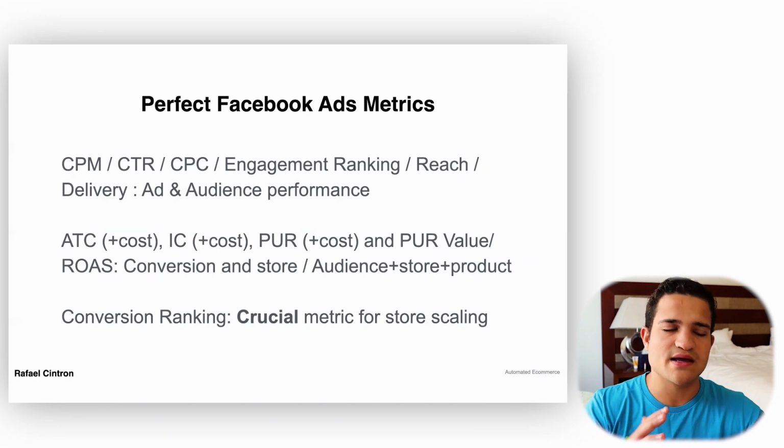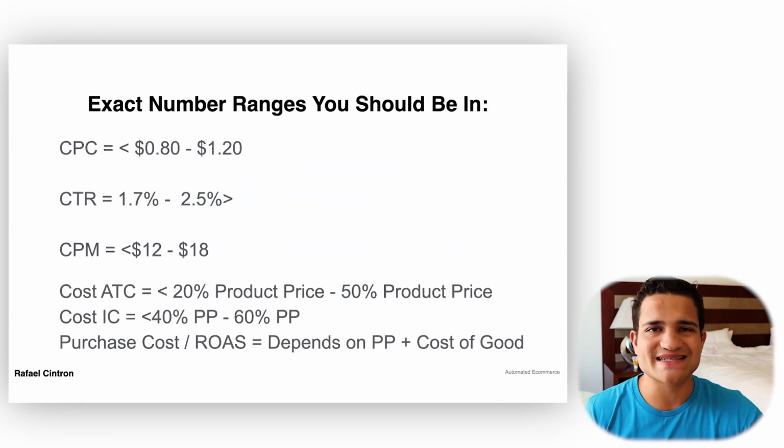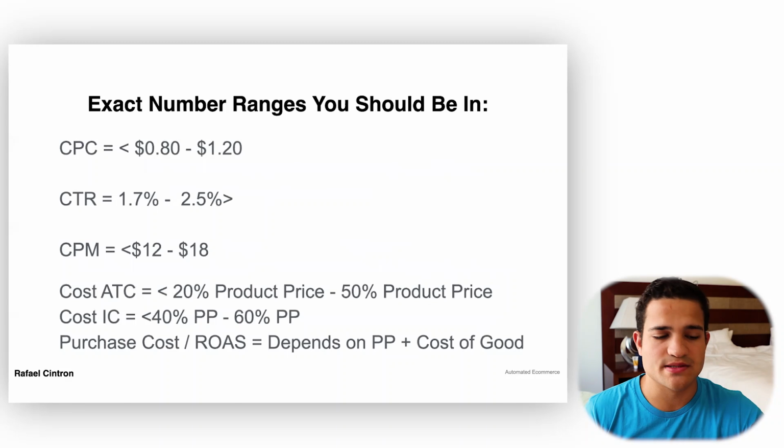People are interested in the ad, but when they go to the website, it's kind of misleading. They don't like it. And then the conversion ranking, it's the metric that you're going to use for scaling. How good are you getting people in the door and actually buying from you? What are the exact number ranges that you should be in? And this training, I actually made it a couple of months ago. Now it's a little bit different.